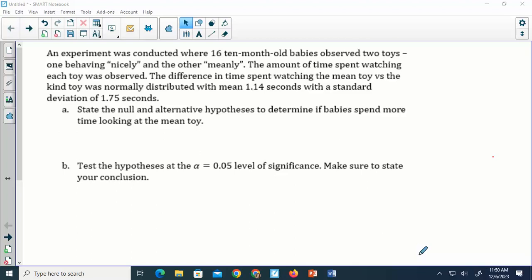An experiment was conducted where 16 10-month-old babies observed two toys, one behaving nicely and the other meanly. The amount of time spent watching each toy was observed. The difference in time spent watching the mean toy versus the kind toy was normally distributed with a mean of 1.14 seconds with a standard deviation of 1.75 seconds. A. State the null and alternative hypothesis to determine if babies spend more time looking at the mean toy.